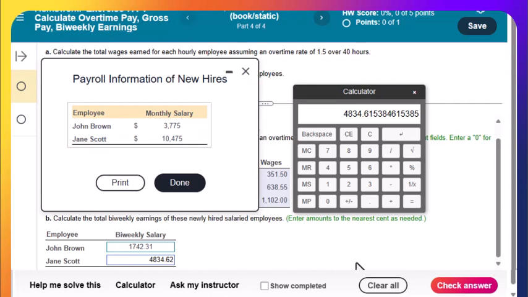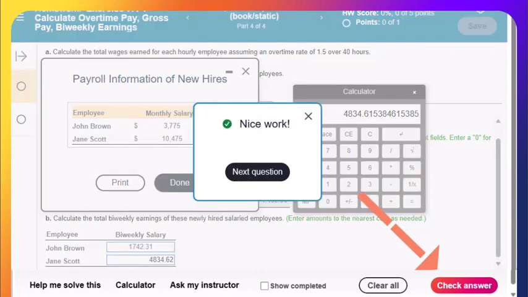So there we go. We're going to check our answer, see how we did. Nice work. So pretty straightforward there. But students do get confused with converting a monthly salary sometimes to biweekly earnings, so make sure you understand that process.